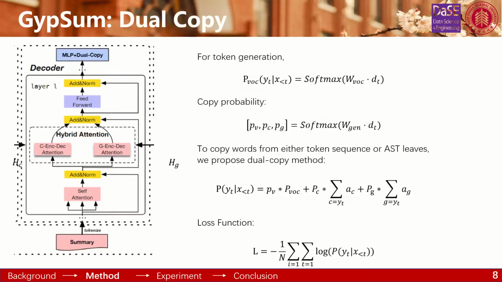In order to better generate variable names and solve the problem of OOV, we propose a dual copy mechanism, which copies words from text and graph. P_voc is the generation probability of the original decoder, where d_t is the hidden state of the word to be predicted. We separately generate three probabilities, p_v, p_c, and p_g, through d_t, representing the probability generated from P_voc and the probability of copy from text and graph. Finally, we use negative log likelihood as our loss function.